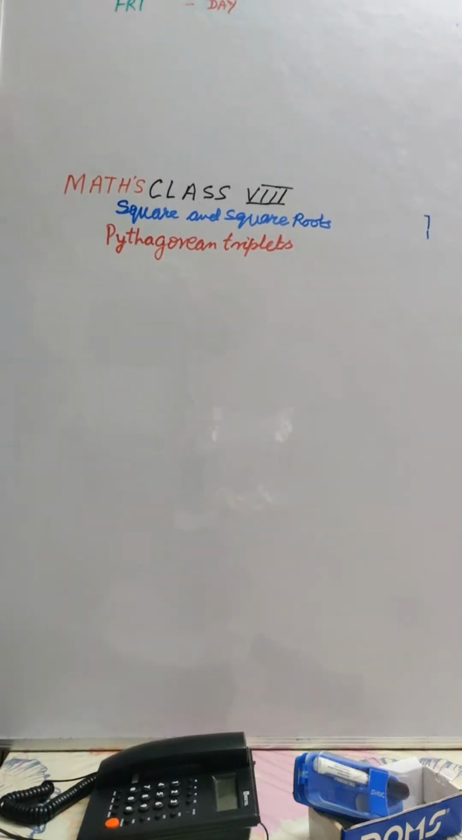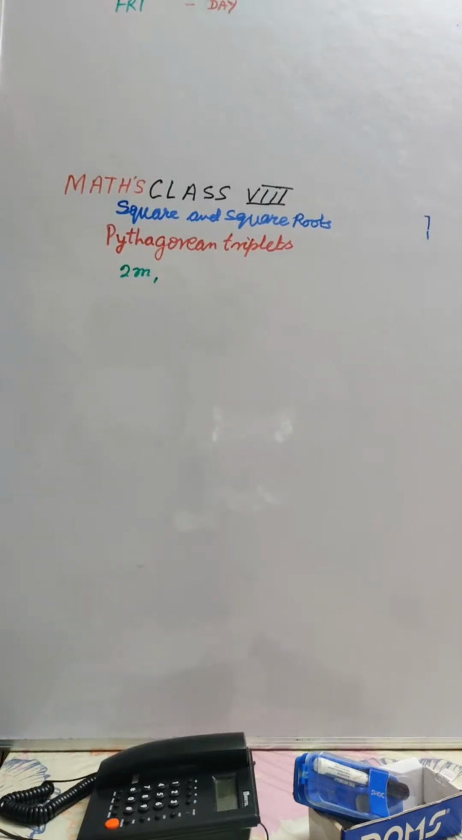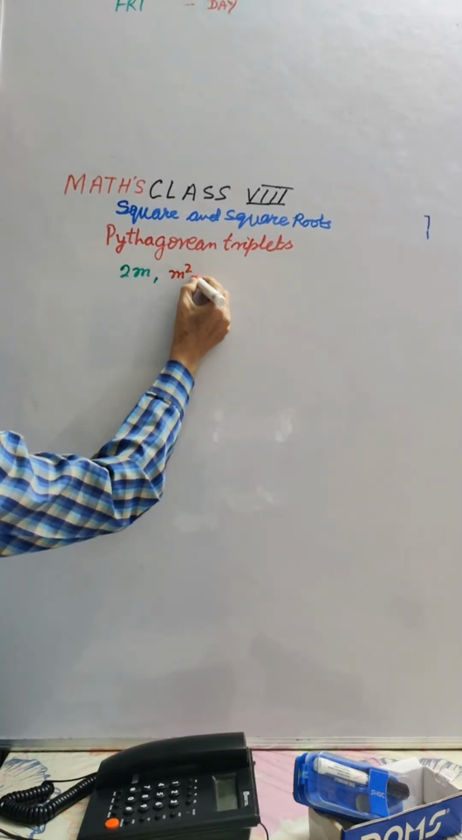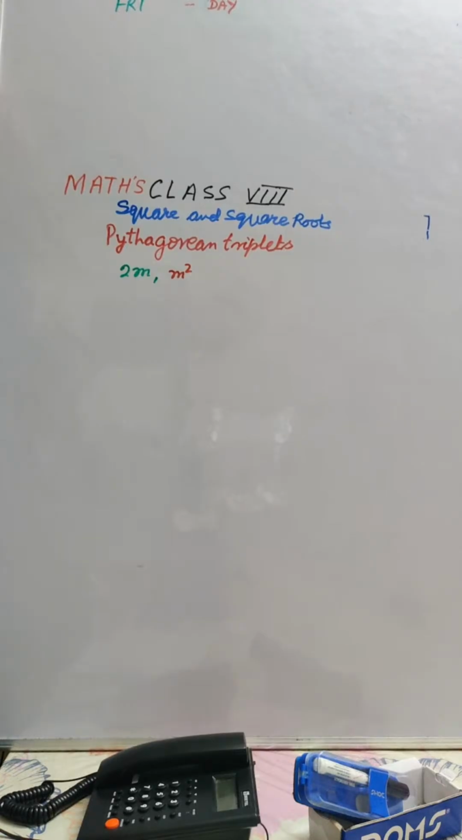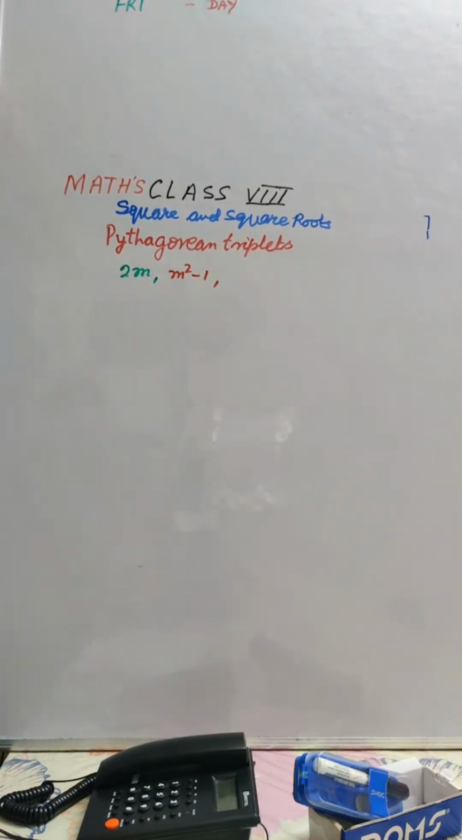We shall take three numbers 2m, m square minus 1 and m square plus 1 as Pythagorean triplets, for any natural number m which is greater than 1. We have Pythagorean triplets as 2m, the first number is 2m, the second number will be m square minus 1, and the third number is m square plus 1.